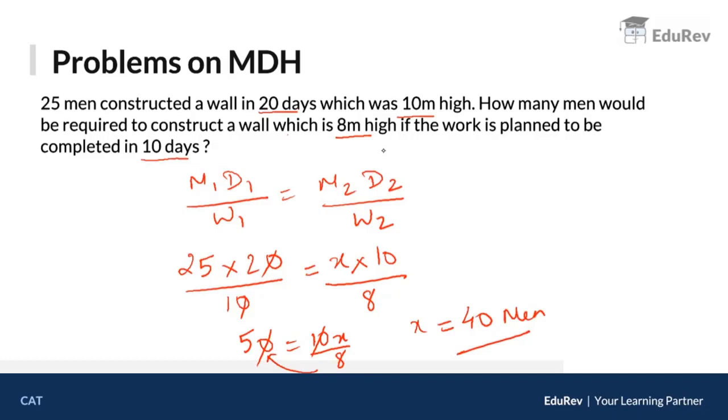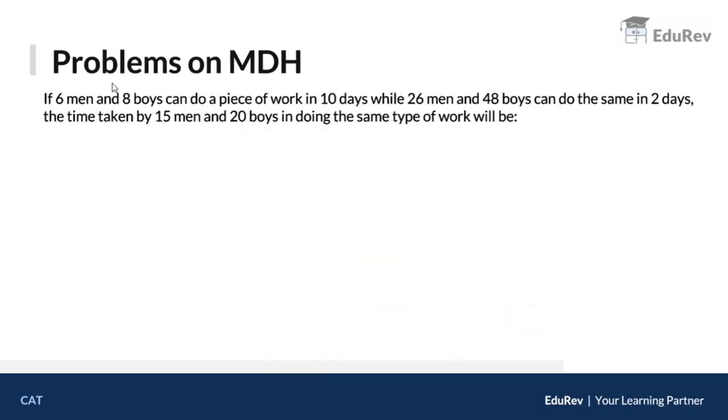Now let's look at the next question. If 6 men and 8 boys can do a piece of work in 10 days, while 26 men and 48 boys can do the same in 2 days, then the time taken by 15 men and 20 boys in doing the same work is how much?